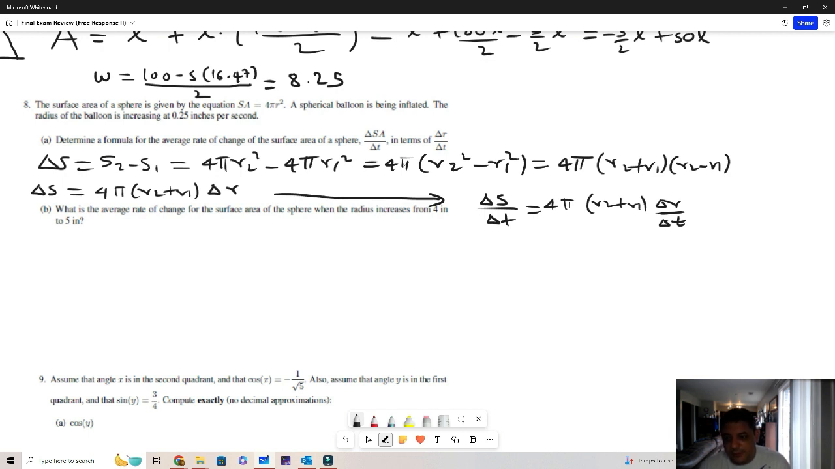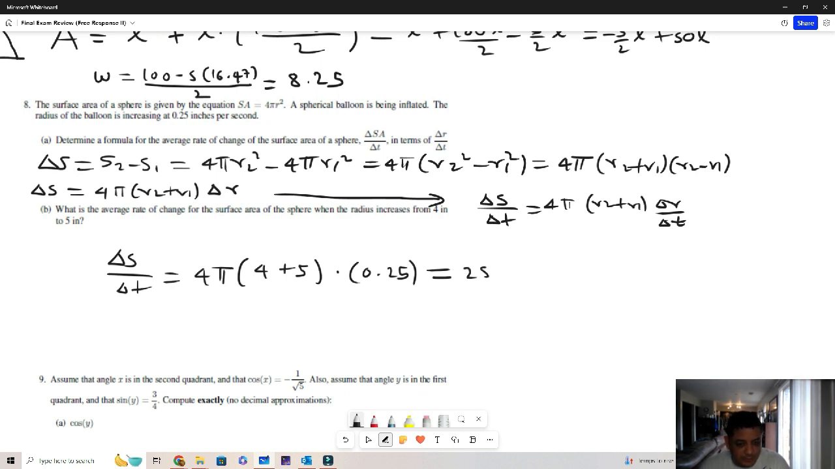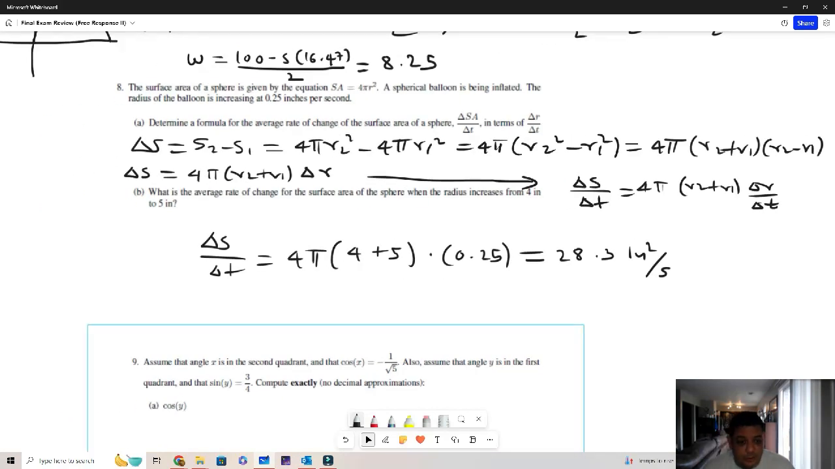Now in part B, it says what is the average rate of change for the surface area of the sphere when the radius increases from 4 to 5. At that point, we're plugging in r equals 4 and r equals 5 here. And remember that the radius is moving at 0.25 inches per second, so we have this value too. So dS/dt is 4 pi times the two radii, 4 and 5, multiplied by 0.25. If I find out what this means, this is going to be around 28.3 inches squared per second, since it's a measure of area that is increasing per second. Okay, so that will be the end of question number 8.